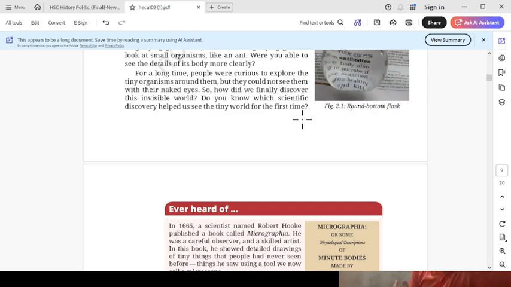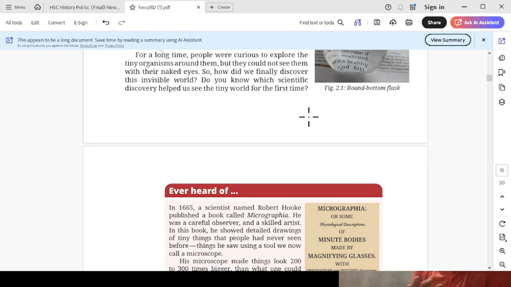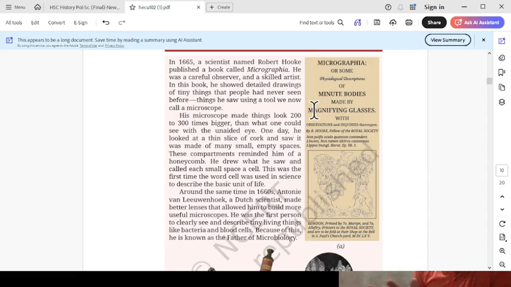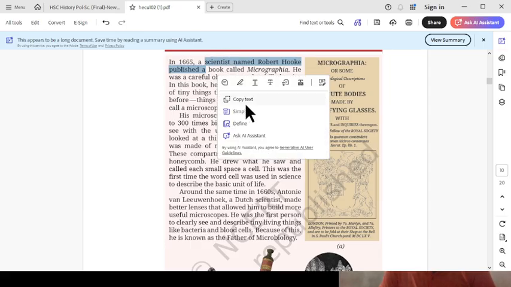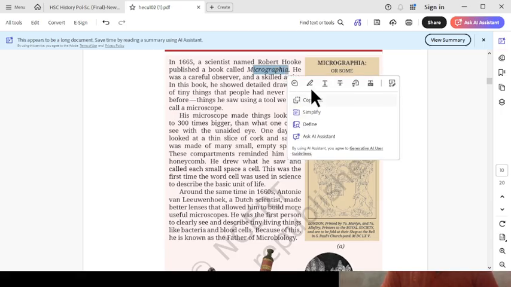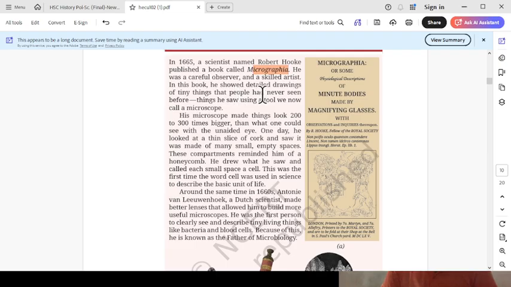So, how did we finally discover the invisible world? Do you know which scientific discovery helped us see the tiny world for the first time? According to research, in 1665, a scientist named Robert Hooke published a book called Micrographia. This is a very important question from your exam point of view, and the book name Micrographia is very important. He was a careful observer and skilled artist.